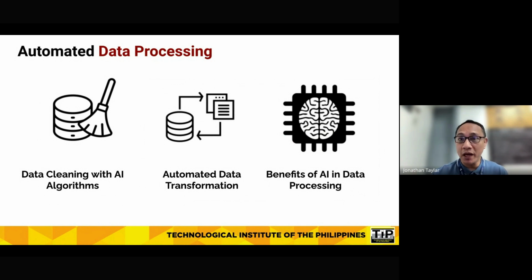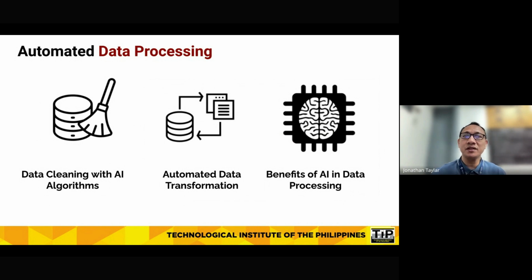AI algorithms play a crucial role in automating this process, via machine learning and natural language processing techniques, for instance, in order to detect and rectify data anomalies. Some common AI approaches to data cleaning include anomaly detection, imputation, normalization, and standardization, and that includes text processing.